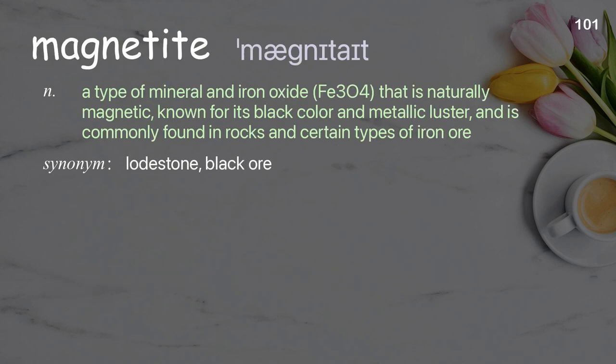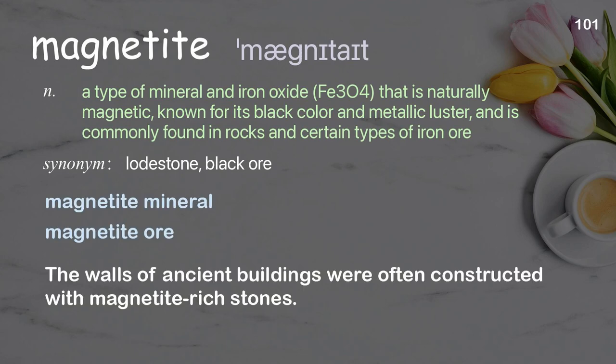Magnetite: a type of mineral and iron oxide, Fe3O4, that is naturally magnetic, known for its black color and metallic luster, and is commonly found in rocks and certain types of iron ore. Examples: magnetite mineral, magnetite ore. The walls of ancient buildings were often constructed with magnetite-rich stones.